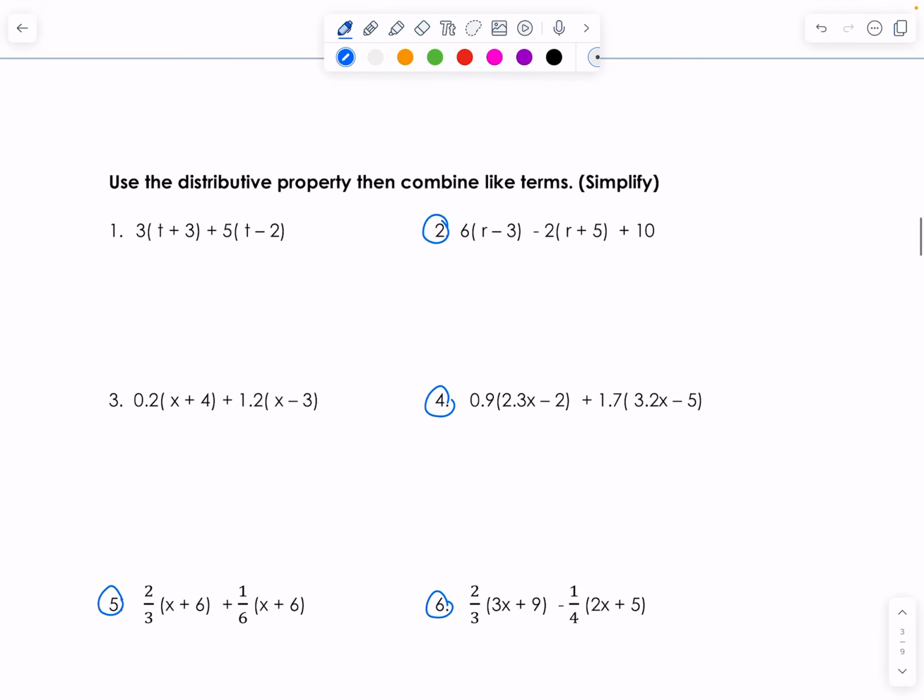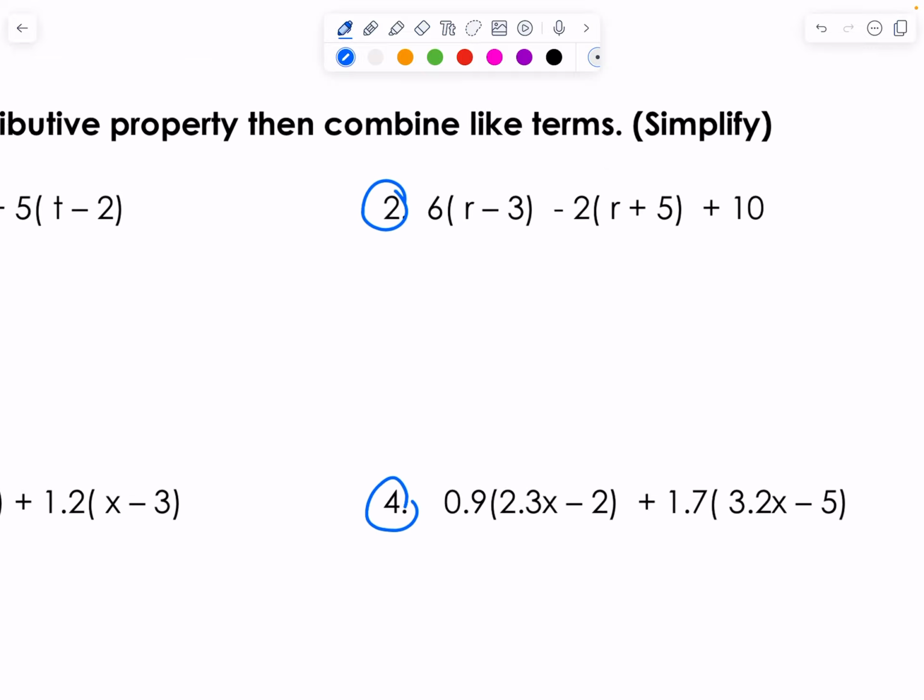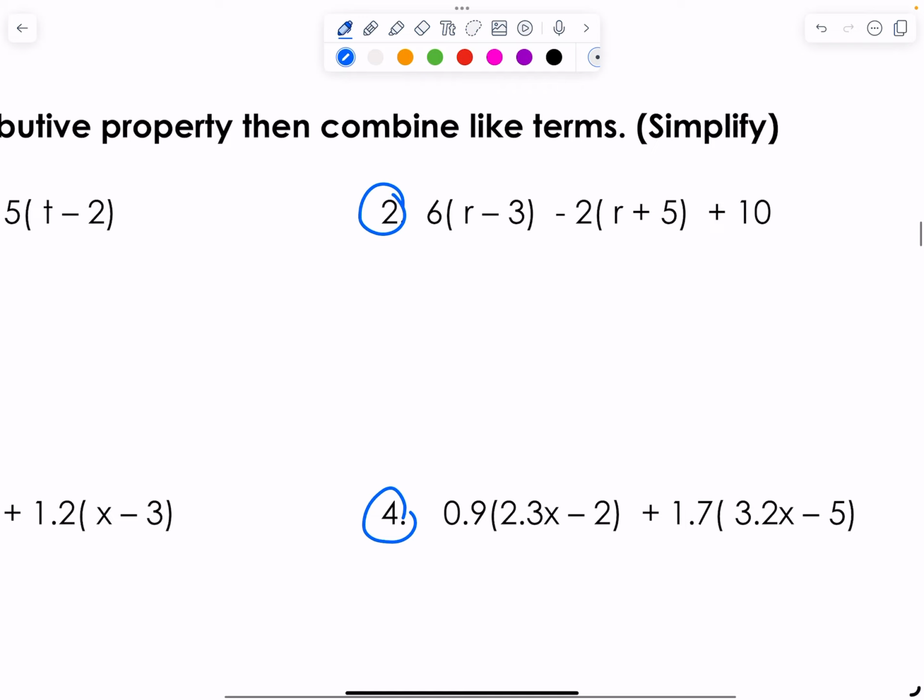Now we're going to distribute a bunch more and then combine like terms. So number 2, I have a 6 times quantity r minus 3.